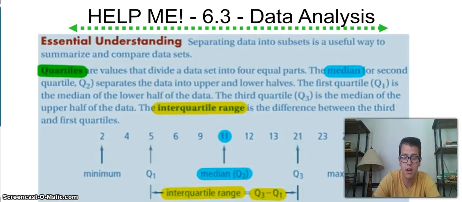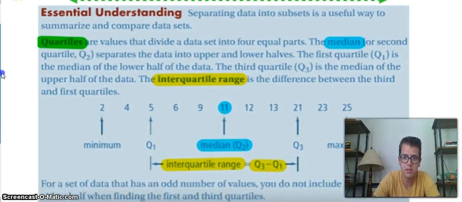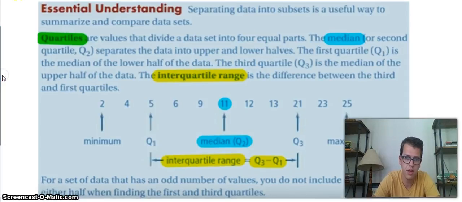There are errors on the answer key for 6.3, so if the answers you're getting do not match up with the answer key, that's not surprising. There are errors. I'm going to point out exactly what they did that created those errors, and hopefully this will help. So this is straight from your notes that you have if you're actually in my class.